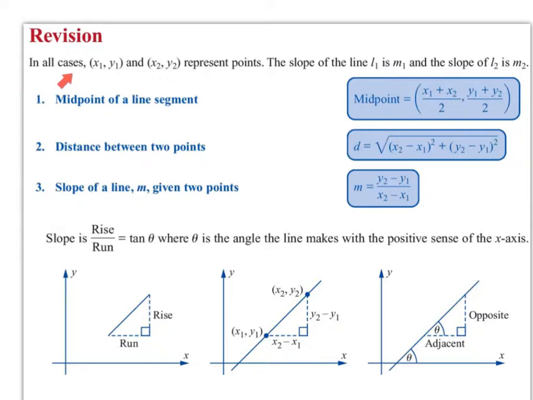Number 1. Midpoint of a line segment. The midpoint formula is (x1 plus x2) divided by 2, comma, (y1 plus y2) divided by 2.